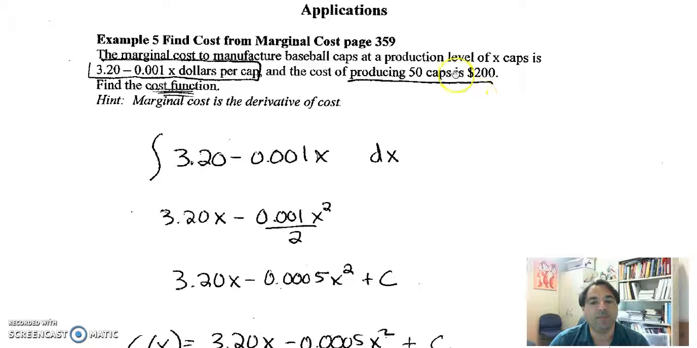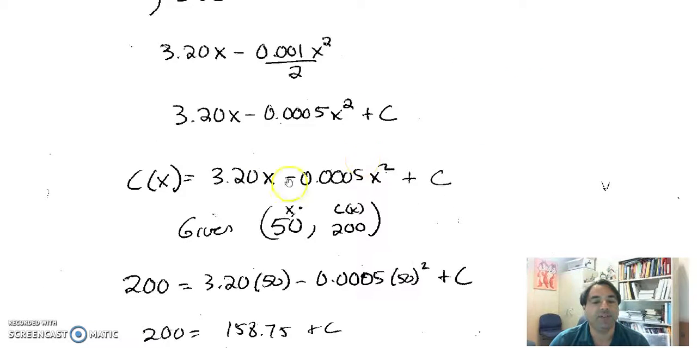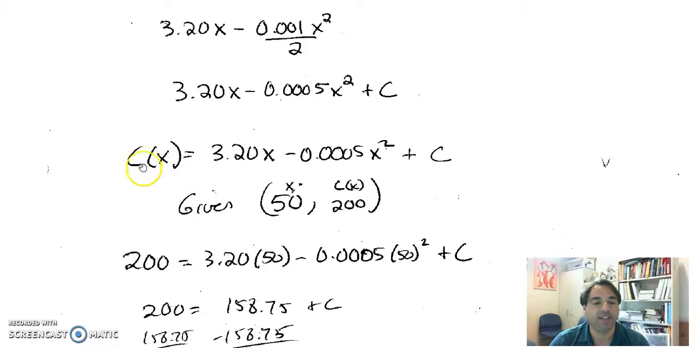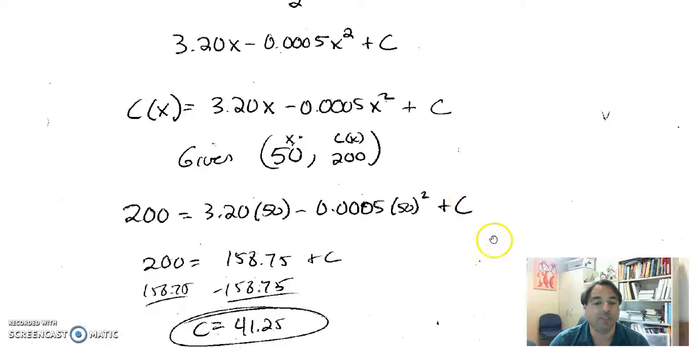That's why in the problem they gave us extra information that said for producing 50 caps, the cost is 200. Not marginal cost, but cost. Now that we have a cost function, we can say that the cost is 200 when x is 50, so we can solve for the plus c.